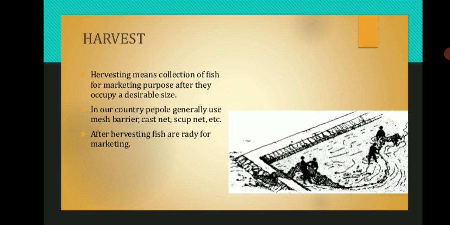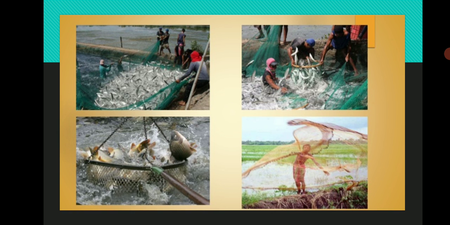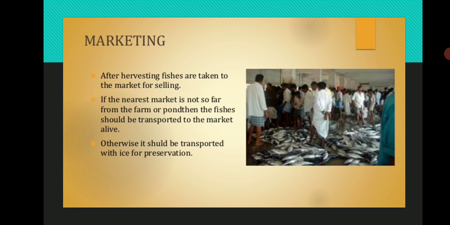Harvesting means collection of fish for marketing purposes after they reach the desirable size. People in our country generally use a mesh barrier, cage net, scoop net and so on. After harvesting, fish are ready for marketing. Here fishing with the help of a net is shown in the figure. Here also net fishing, the cultivation of fish with the help of a net, is shown in the figure.